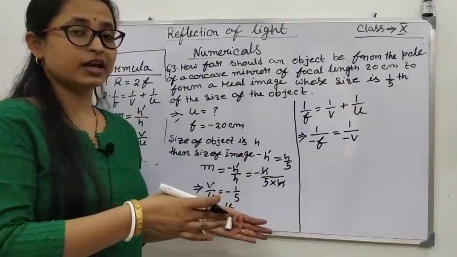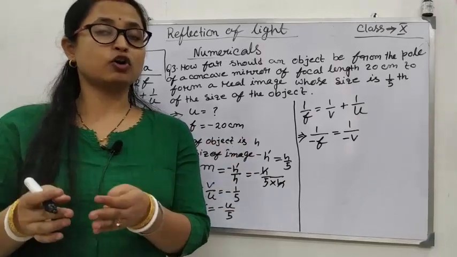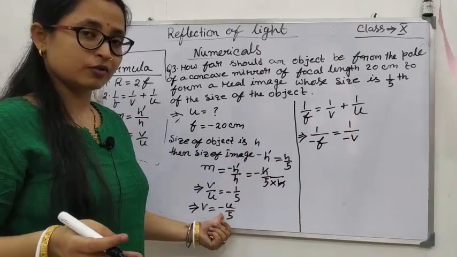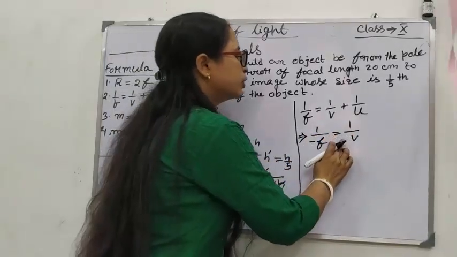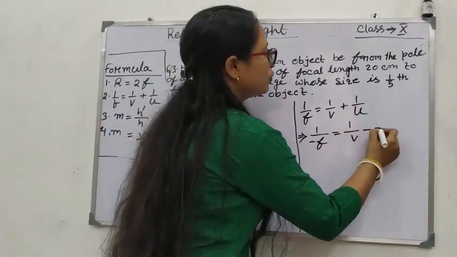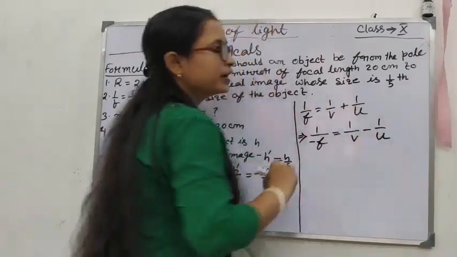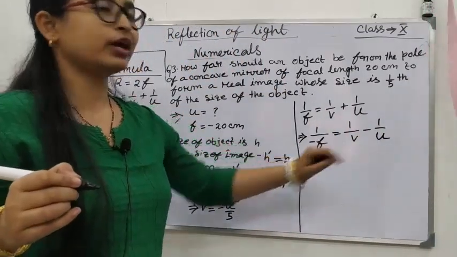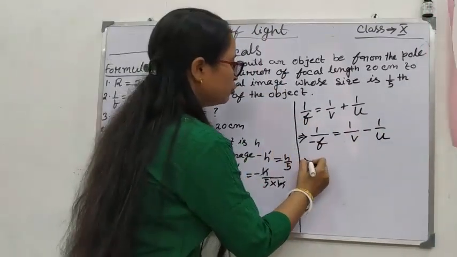In the previous ray diagram also, you see from the sign convention the v will be negative. Here also v will be negative. So whenever we put the value, you can do like this. Again, the value of u is also negative. Why? Because it is a concave mirror. From the sign convention we can put this.